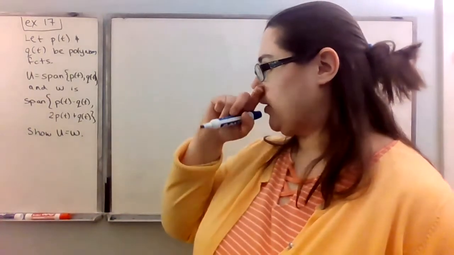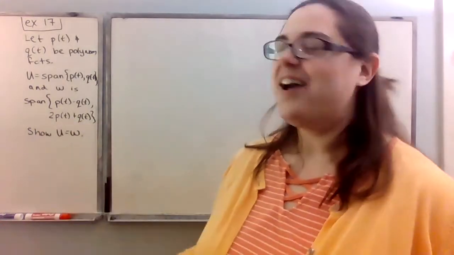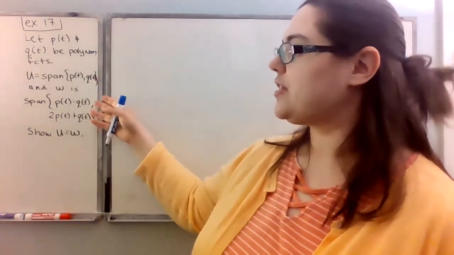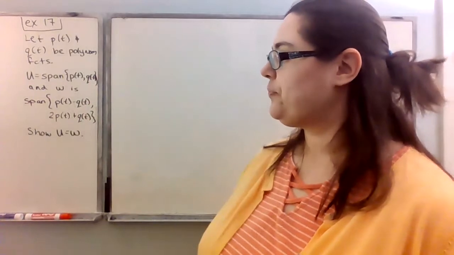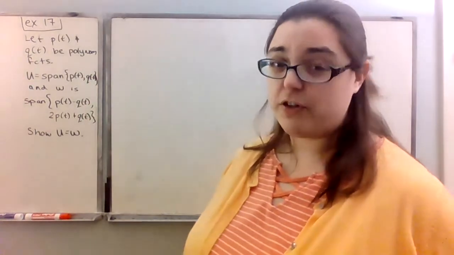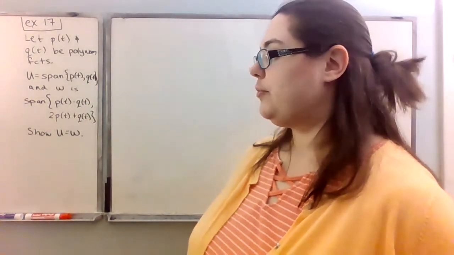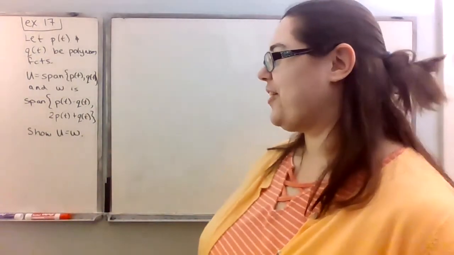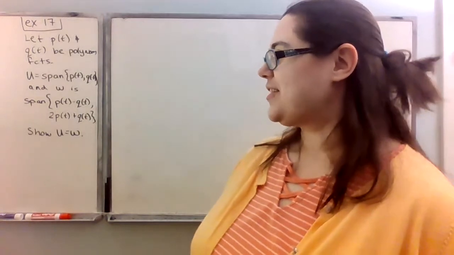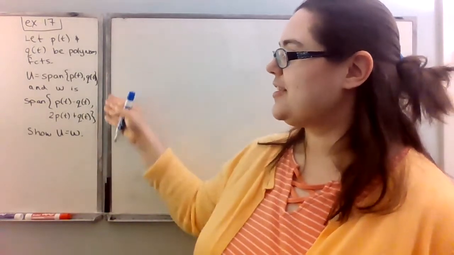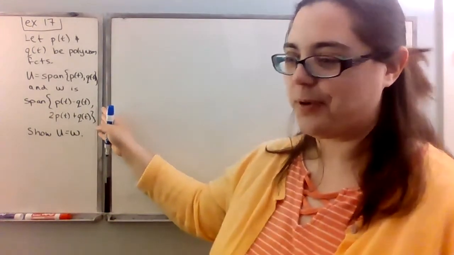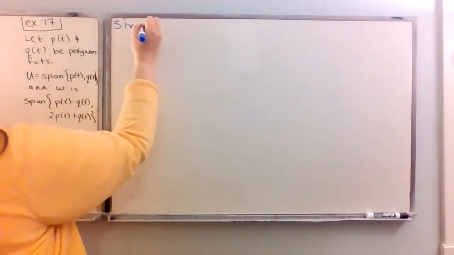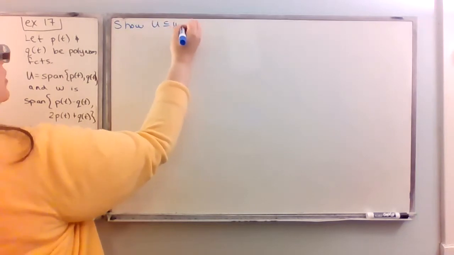To do this, we have to show that U is contained in W, and we have to show that W is contained in U. I'm going to do the much more difficult direction first, so we can use all our brain power doing that, and then we'll do the easy direction after that. So the tougher one is showing that U is contained in W. That's where we're going to start. So we need to show that U is a subset of W.